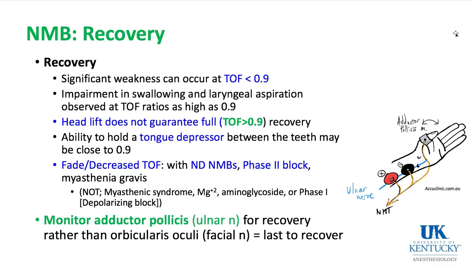Major point is that we really need a train of 4 greater than 0.9 so that the patient in the recovery time will not have impairment in swallowing and potential laryngeal aspiration, because this has been observed, swallowing problems and aspiration, when the train of 4 ratios are less than this number. We used to say 0.7 was an adequate ratio. Now we realize that 0.9 is what we should look for.